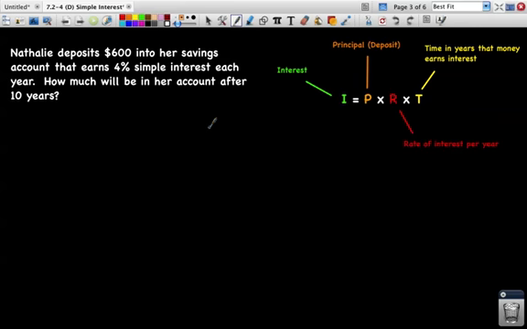Okay? So Natalie deposits $600 into her savings account. Okay, so right away, I know that $600, that's my P, because it's a deposit. And she's earning, again, an interest rate of 4%. There's my R. How much will be in her account after 10 years? There's my time. Okay, so now I've got to figure out my I.